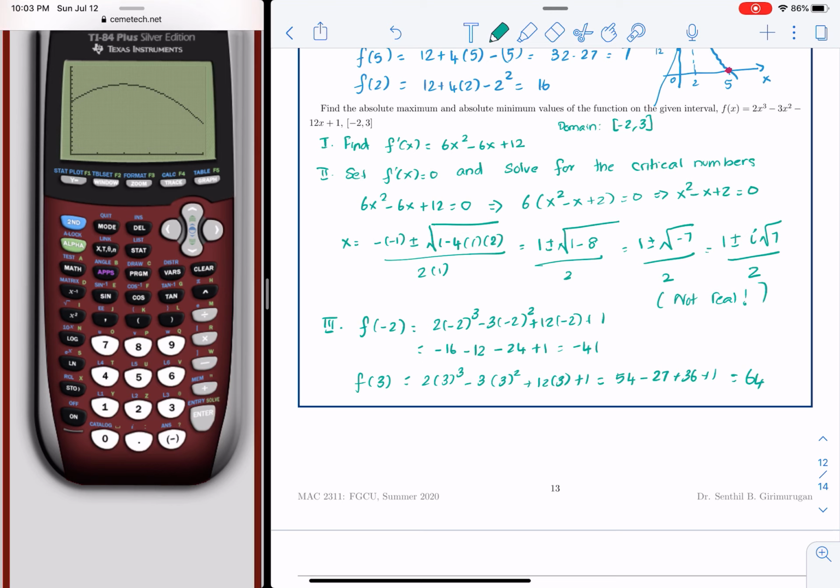So, if you graph this, you will see that this particular function doesn't have any peaks or dips. What do I mean by that? Let's go ahead and graph this. 2x cubed minus 3x squared minus 12x plus 1. And I'm just going to graph.